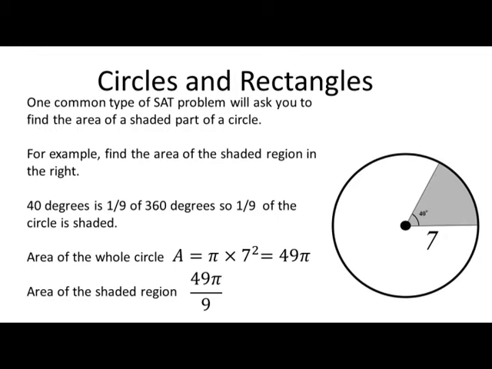Now, we know the area of the whole circle is 49 pi. We know 1/9 of that has been shaded, so that gives the answer 49 pi divided by 9. Get that by multiplying.